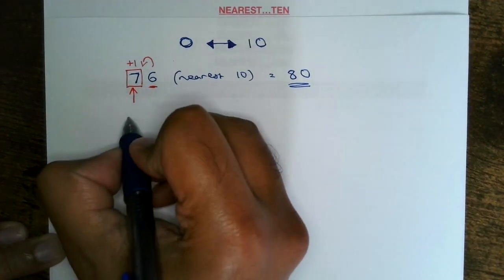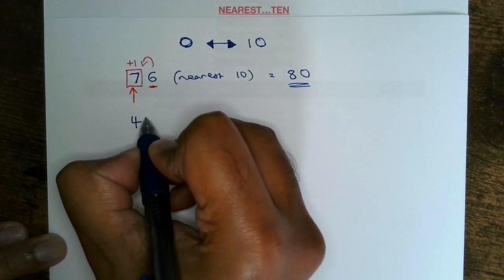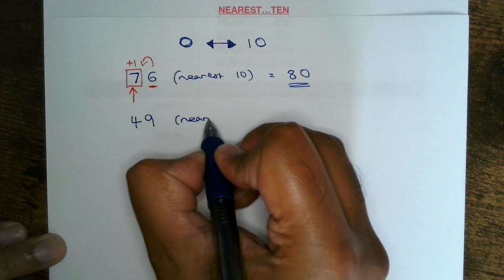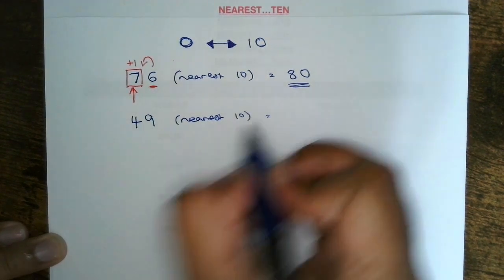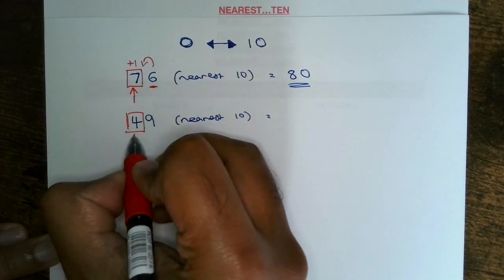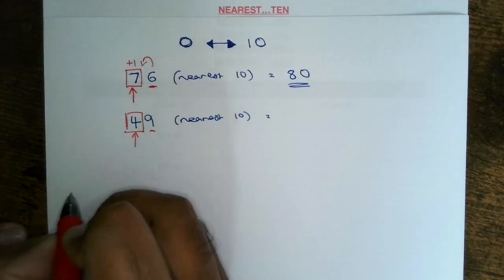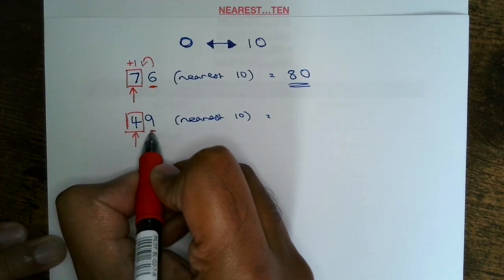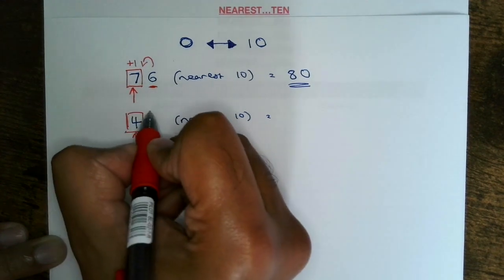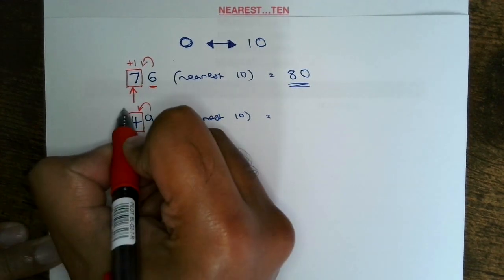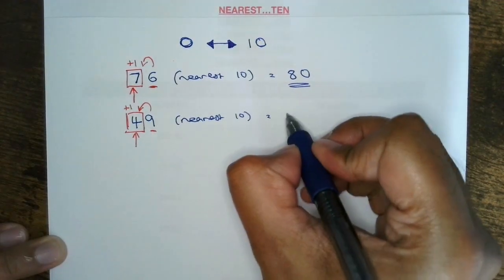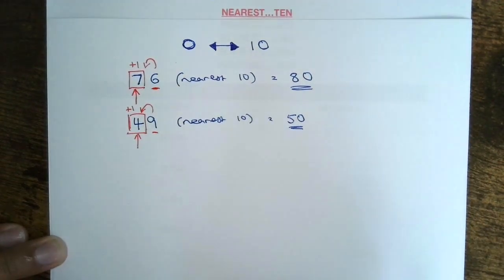So let's have a look at another number. We've got 49, and we're asked to round it to the nearest 10. What are we going to do? We're going to box off what is our tens number that we're talking about. We're going to look to the right of it and we're going to say, is it greater than 5, equal to 5 or less than 5? Well, it's greater than 5, so we round up and we add 1 to the tens number, giving us 50 to the nearest 10.